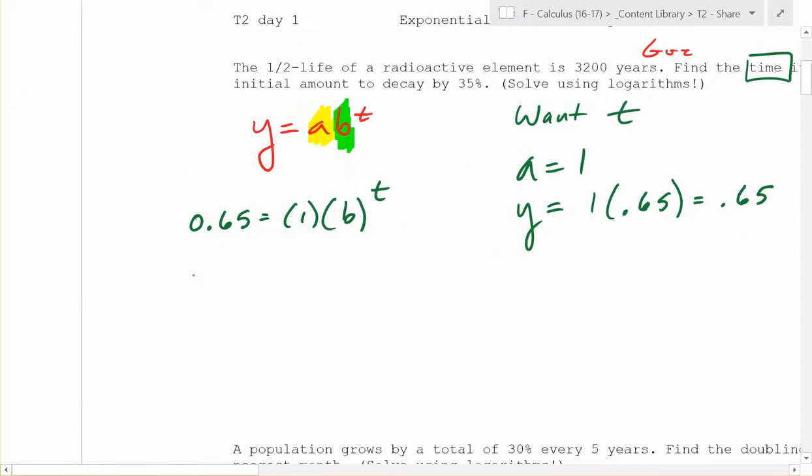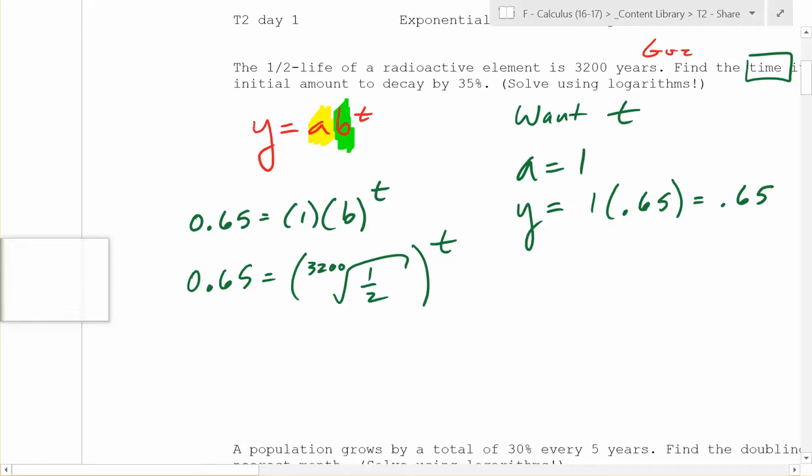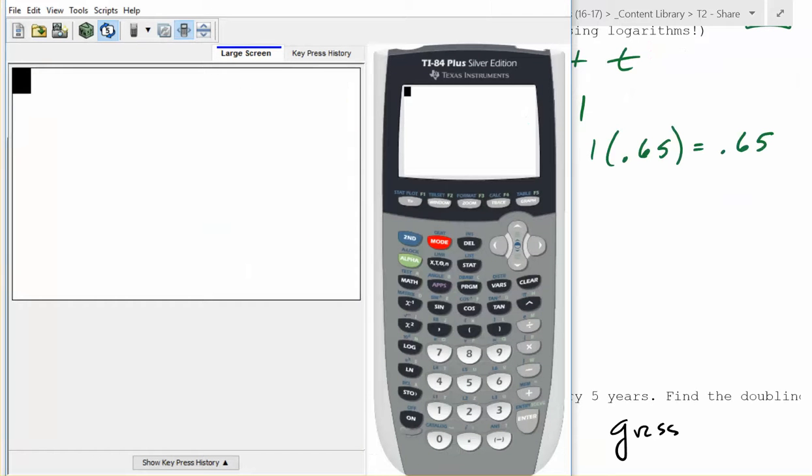So now what do we have here? 0.65 is equal to what? The 3,200th root of 1/2, all to the T power. Use your calculator and solve that for me.